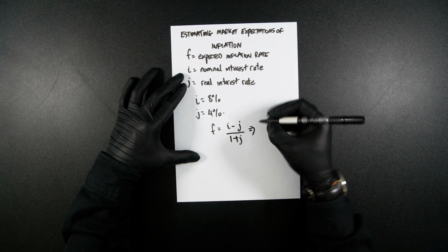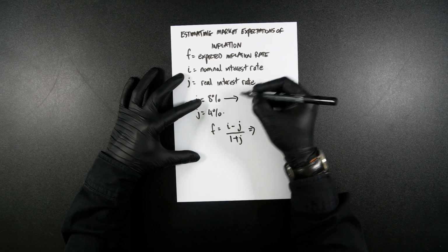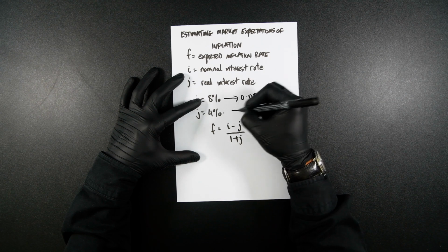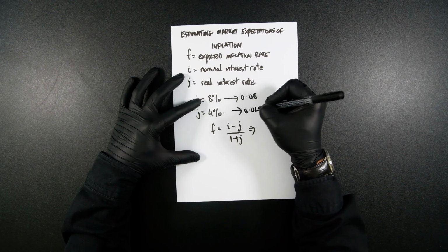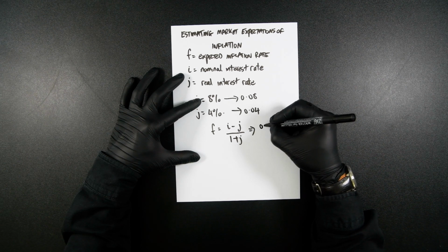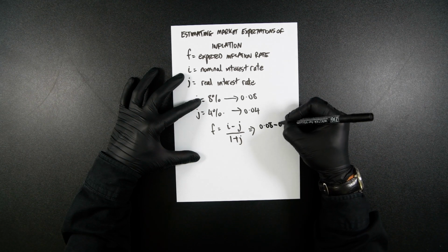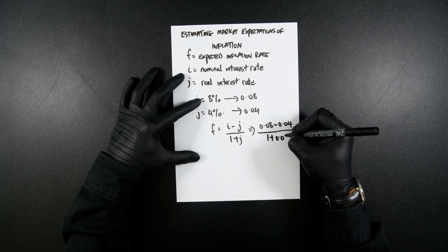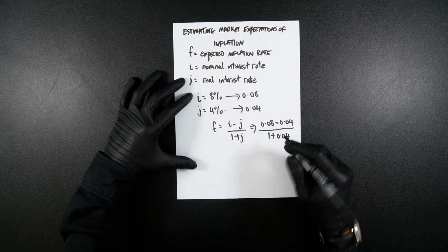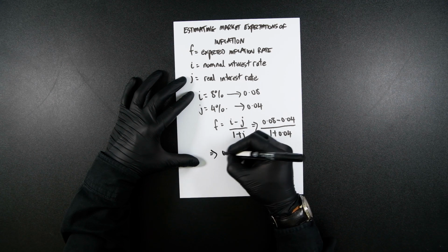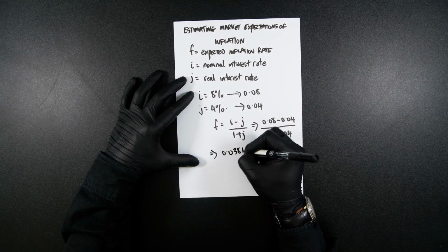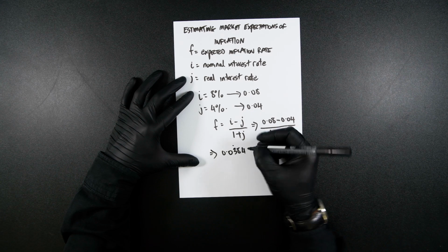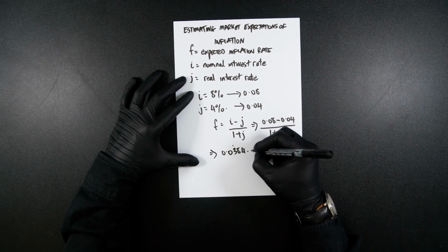So if we now plug this all in, converting this into a decimal is 0.08, converting this is 0.04. You're going to get (0.08 minus 0.04) over (1 plus 0.04). If we now simplify this out, you're going to get 0.038, with a little dot over there that recurs, and so on.